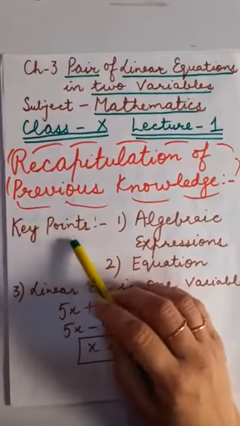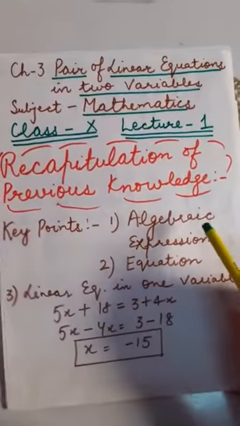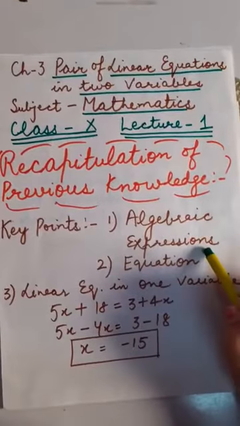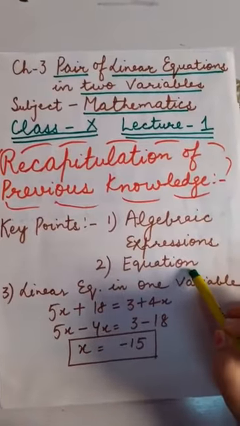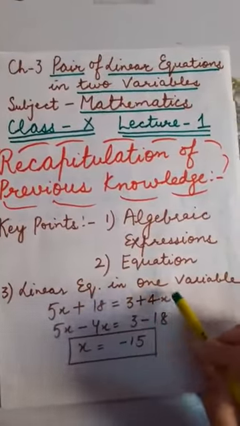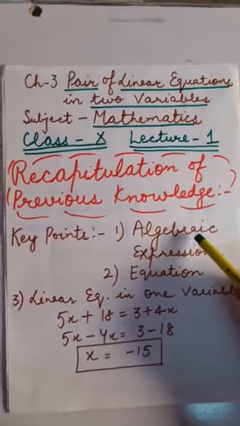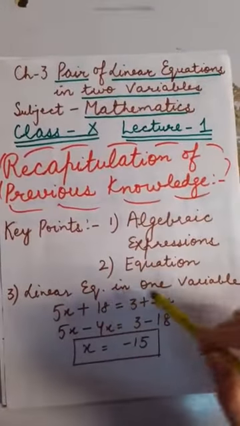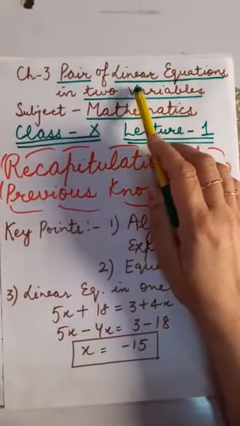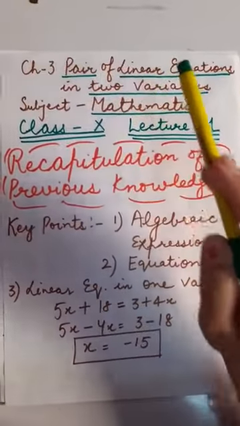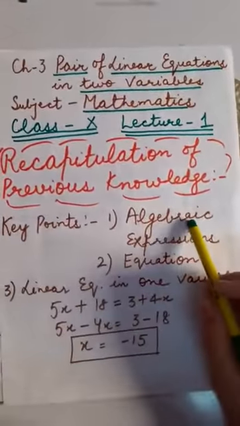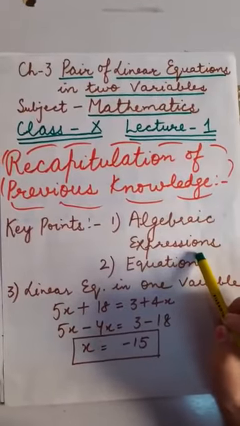For this, there are key points written over here. Number 1, algebraic expressions. Number 2, equation. Number 3, linear equation in one variable. Children, you must have the knowledge of these three concepts before we switch to pair of linear equations in two variables. So let us start with algebraic expressions.